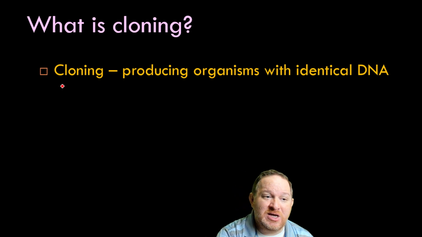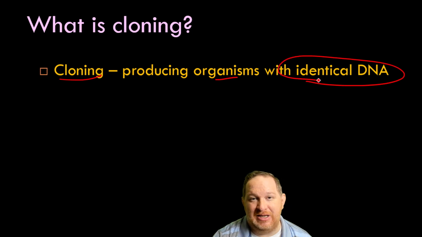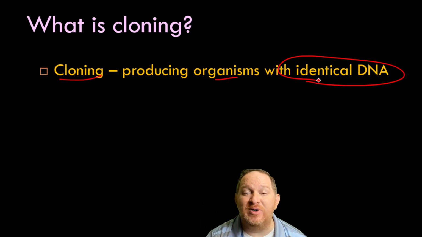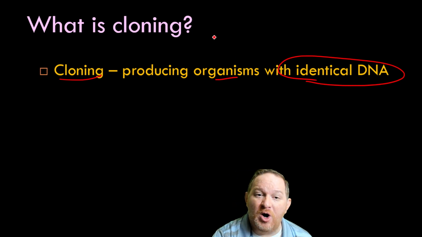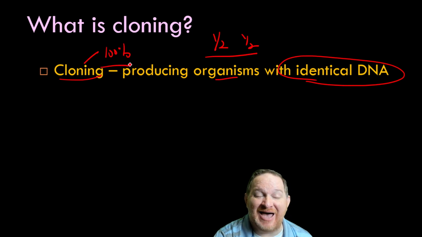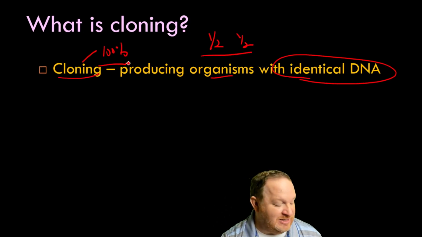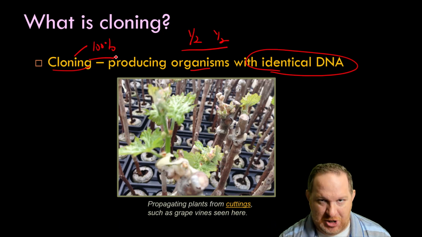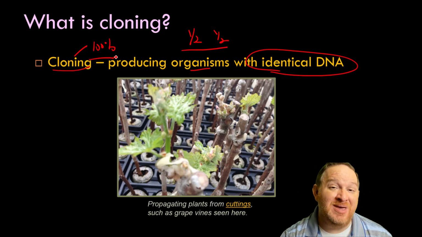So let's start with some definitions. What is cloning? Basically, cloning is producing an organism that has identical DNA, right? So if you think of humans, we don't really go through a cloning process. We go through a sexual reproduction process where you are half your mom and half your dad, right? A clone would be 100% an exact copy of another organism. So in humans, obviously, we aren't cloning yet, but we clone many other organisms.